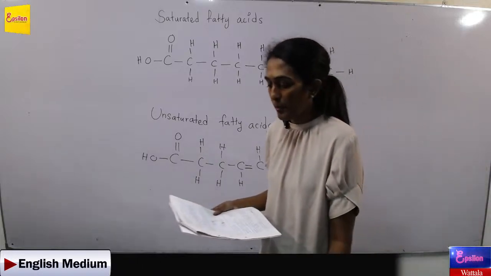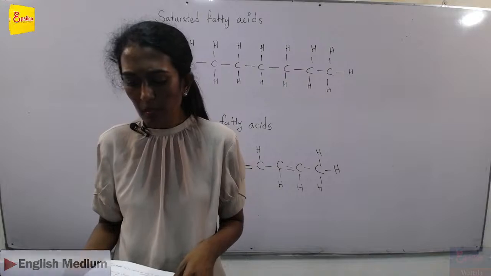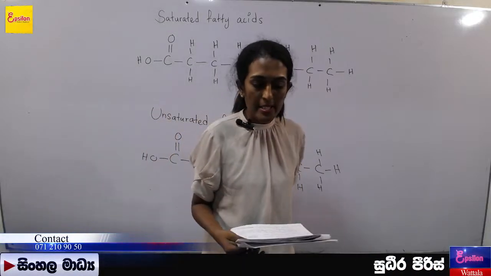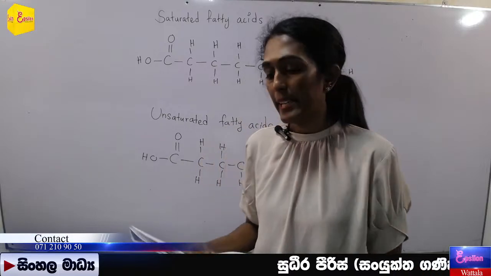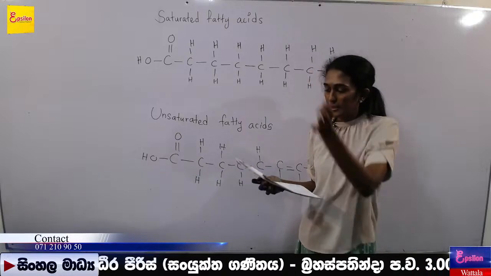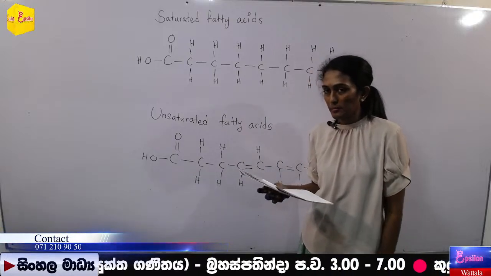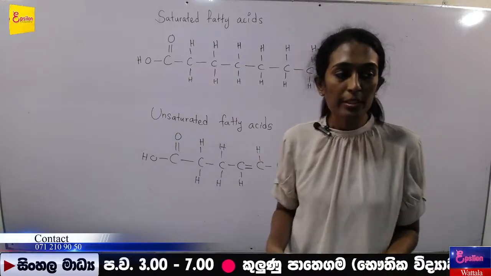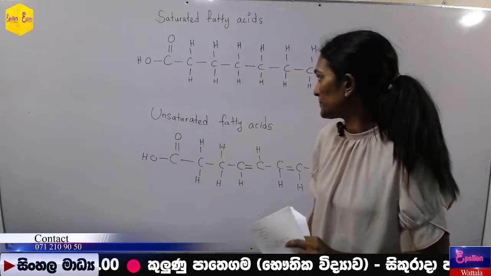Done. Come to the next question. How can we categorize fatty acids according to the nature of the hydrocarbon chain? Saturated fats and unsaturated fats is the answer for that one.